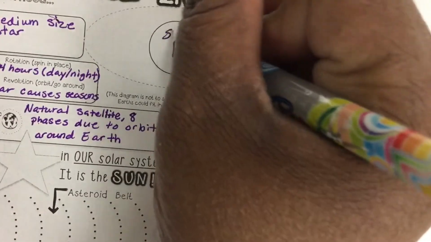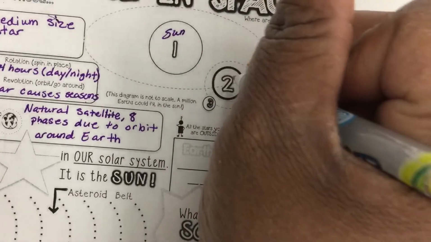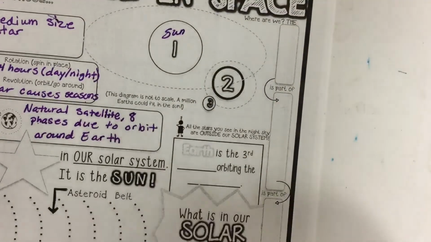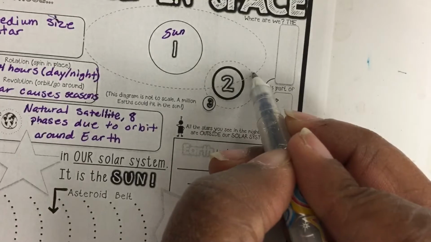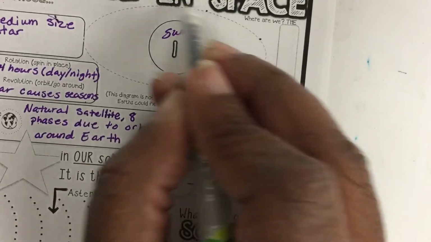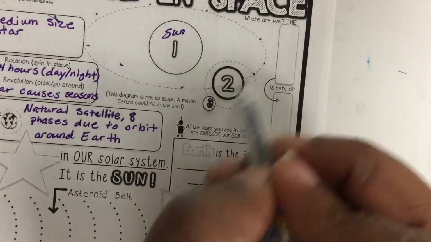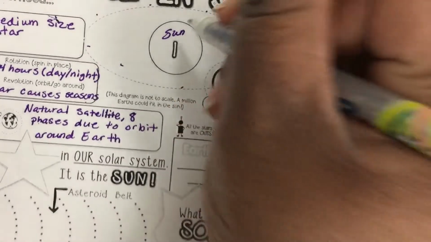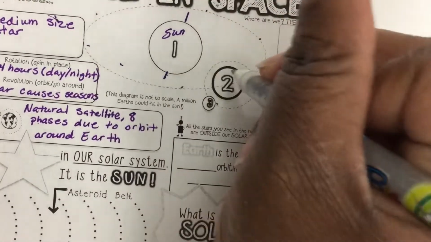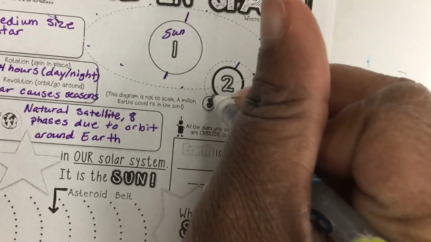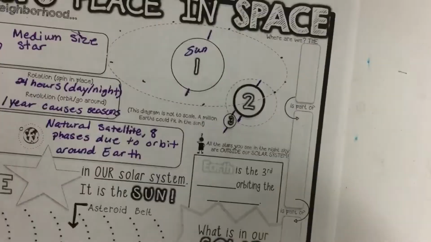Here's our sun. Earth is number 2, and number 3 would be our moon. You have our orbit on this dotted line. So the Earth goes around the sun and then the moon goes around the Earth. And remember, each of these are spinning on their axis, or rotating on their axis.